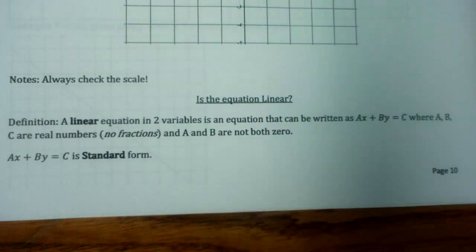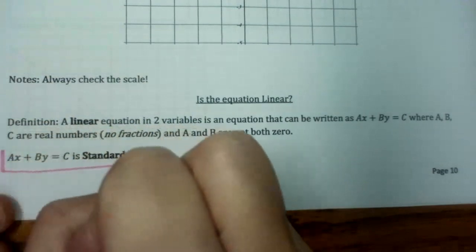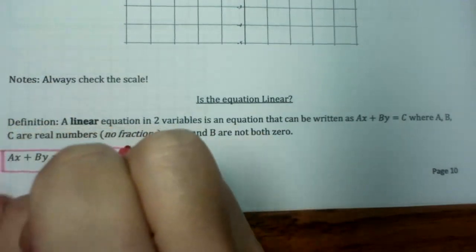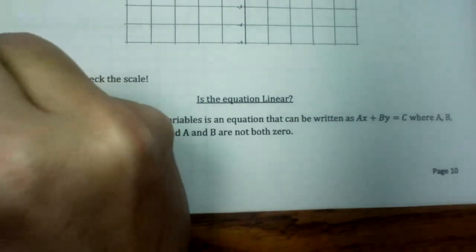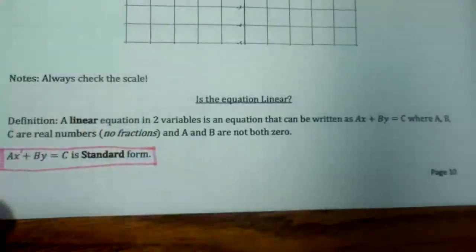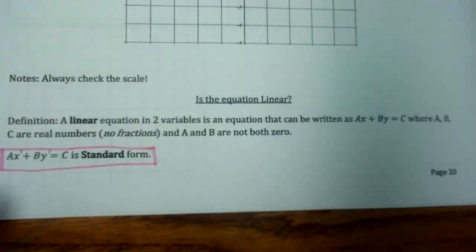So notice this ax plus by equals c. This is super important because this is our standard form that we're going to use a lot. Notice with ax plus by equals c, there's no radicals, no square roots, no absolute values. It's just x and y. X is just to the first power. It's not x squared, x cubed, nothing like that. Same thing with y. A lot of times we don't have to write those first powers because it's understood that it's x to the first power, just x. Y to the first power, just y.